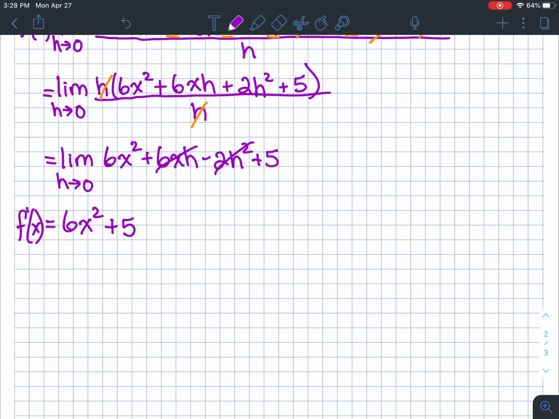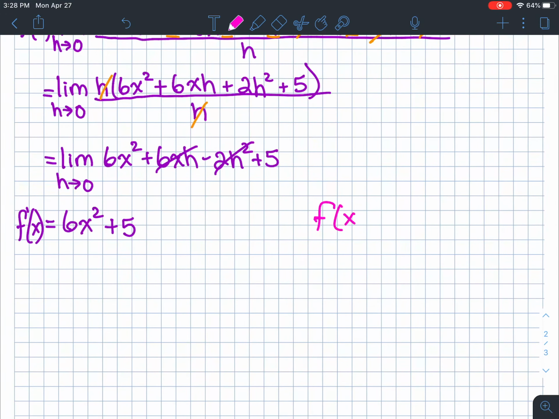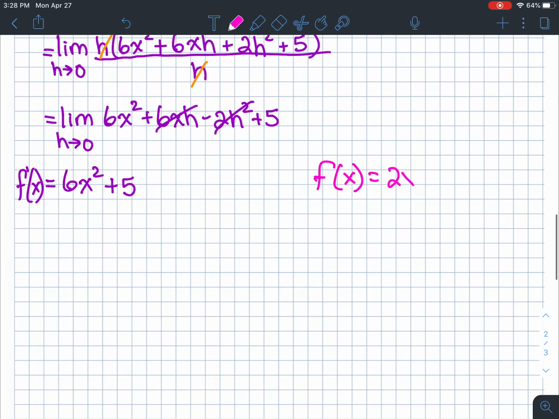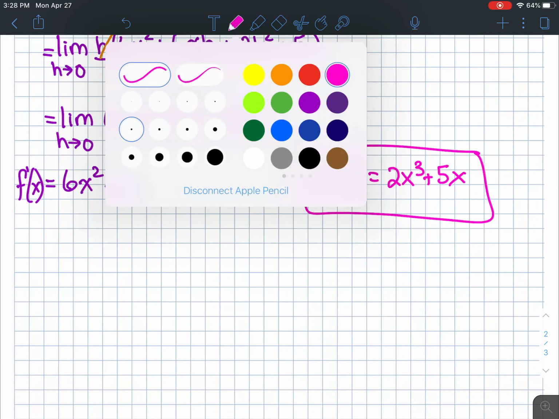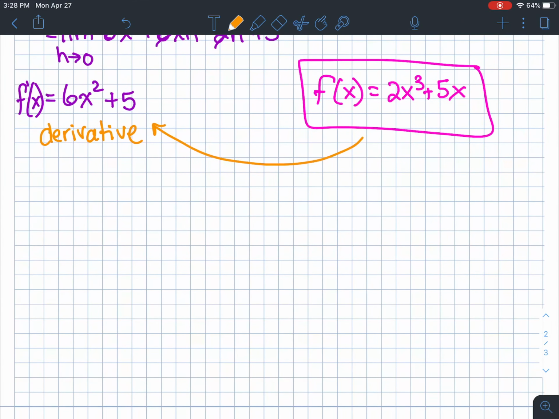Which means the derivative. Our original f of x was 2x cubed plus 5x. That guy was our original function. And this is the derivative. So the derivative of a cubic function is a quadratic. So that's neat. Now we can find the slope at any point on this curve. So at any point on a cubic function, you could find the slope.